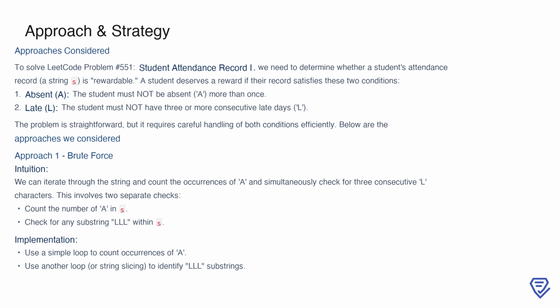One basic approach we could take is a brute force method. Here, we would iterate through the string and count the occurrences of A, while also checking for any instance of 3 consecutive L characters, such as the substring LLL. This involves two separate checks, counting and scanning for these consecutive L patterns. The implementation is simple: use one loop to count A and another loop or slicing mechanism to check for LLL. While this is a valid solution, it's not the most efficient for longer strings.